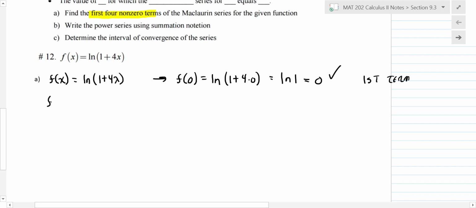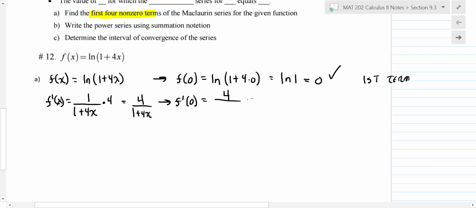Now let's go on to f prime of x. Real simple. This is a natural logarithm, so that's 1 over the function times the derivative of the function. So that's going to be equal to 4 over 1 plus 4x. The reason we're doing that is now we need to evaluate that derivative. We need to do f prime of 0 like the Taylor series tells us to do. So we're going to do 4 over 1 plus 4 times 0. That looks like 4 over 1, or that's going to be 4. So that's the first non-zero term.